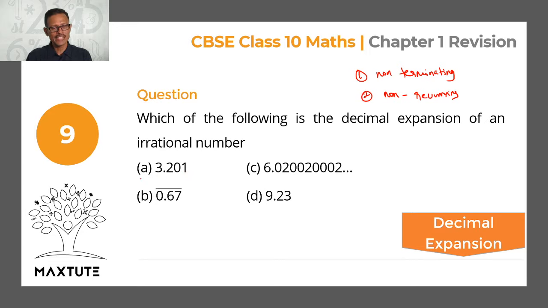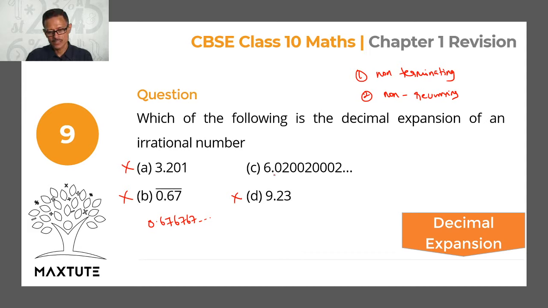3.201, it's terminating, so it cannot be an irrational number. 0.67 with a bar on top, which essentially means that this number is 0.676767. It is non-terminating, good, but it is recurring, so it's obviously not an irrational number. 9.23, let's quickly finish it. This is a terminating decimal, cannot be an irrational number.